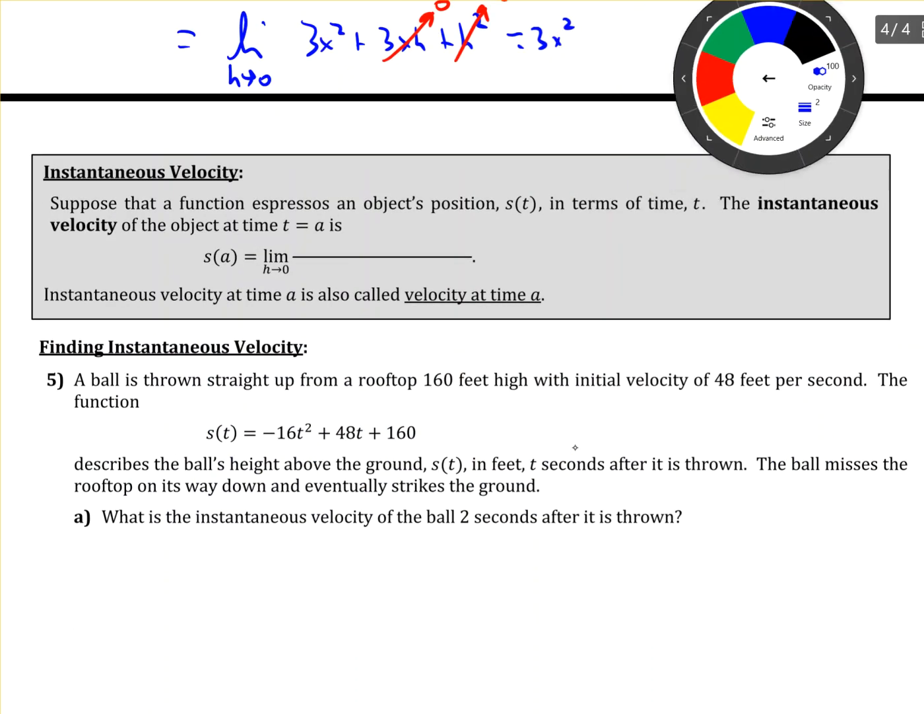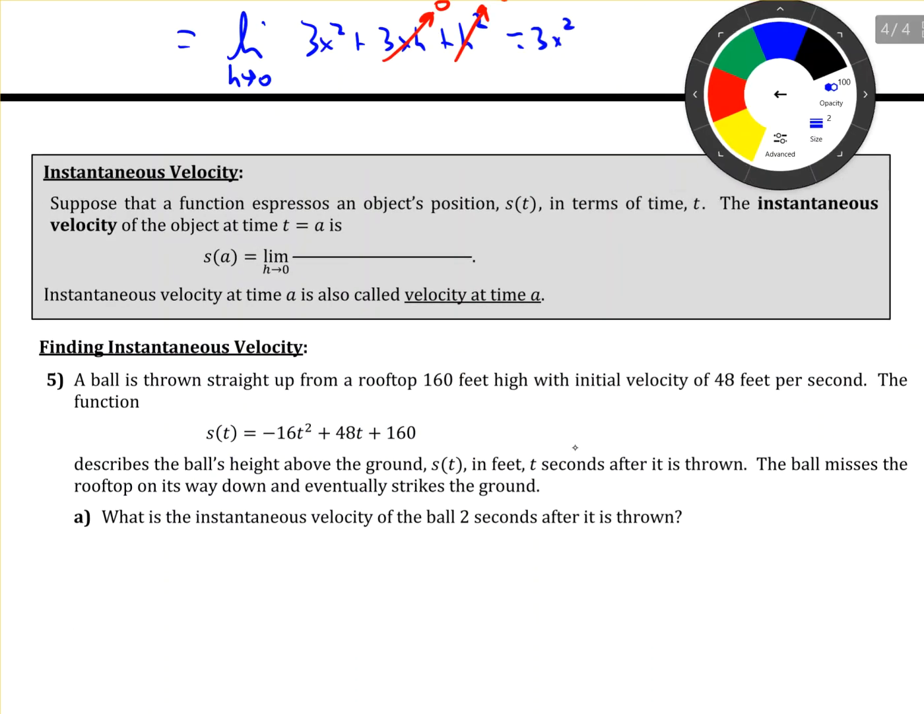All right, so the instantaneous velocity, suppose that a function expresses an object's position s of t in terms of time t. This is, again, exactly the same function. The only difference is, there's a few typos on here. That should be s prime of a. That's going to equal s of a plus h minus s of a all over h.